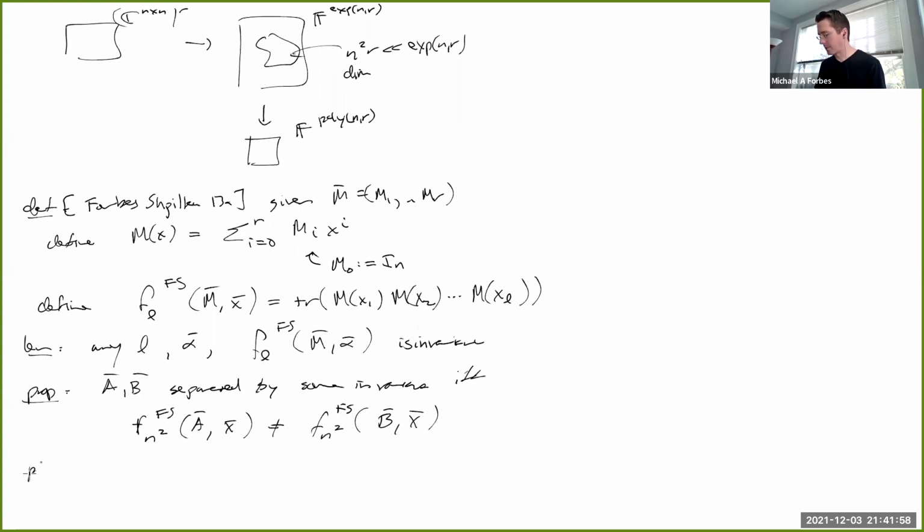Okay, and so what's the proof? Well, the backwards direction is basically this lemma. If these 2 differ, then because this is an invariant, there's some point where they differ, and hence you get an invariant that differs. The forward direction is maybe what's more interesting.